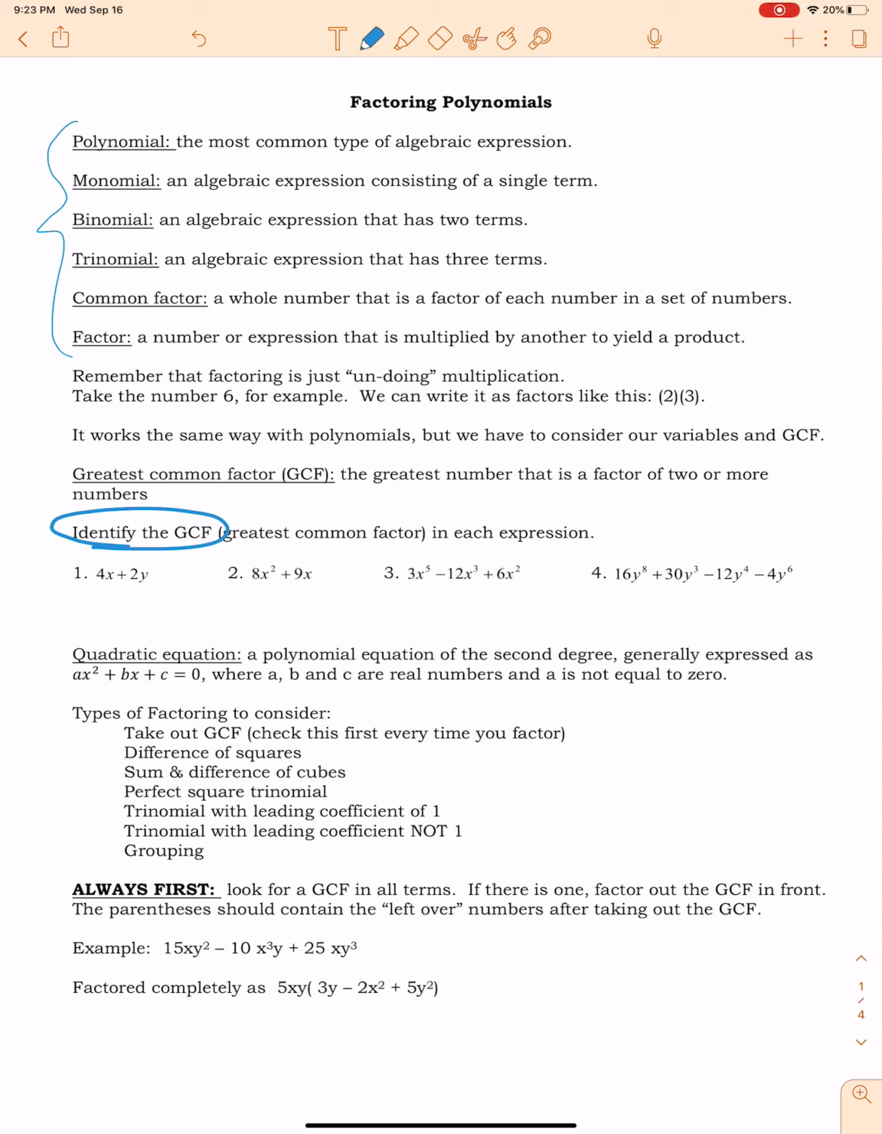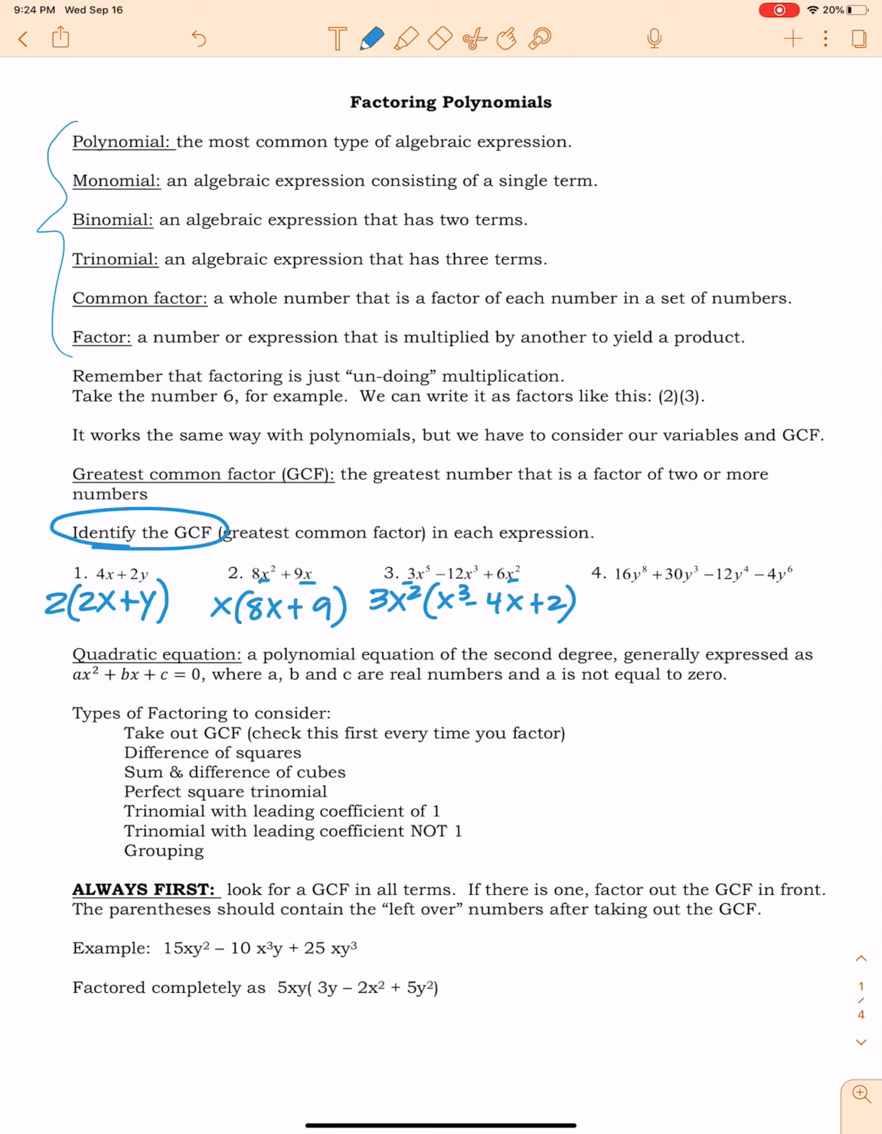In number 1, the GCF is 2. So we would factor that out. That's what that would look like. In the next problem, we have an X in both of our terms. And then that won't factor anymore. That's all we would get. And then in this one, we have a 3 and an X squared. So we're going to factor out a 3X squared. Excellent. And that won't factor anymore.